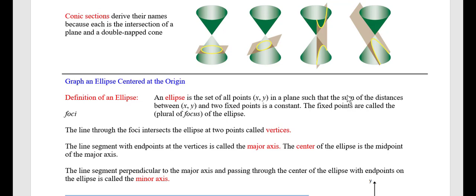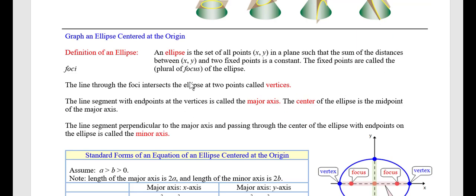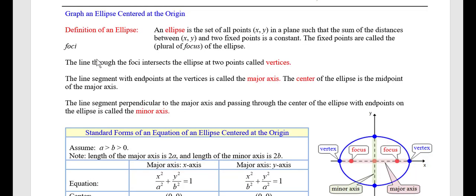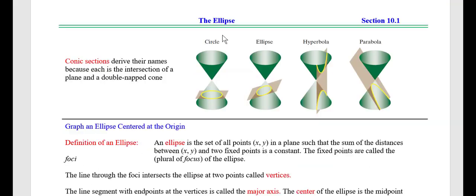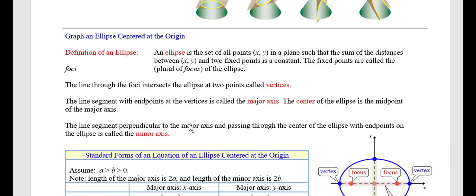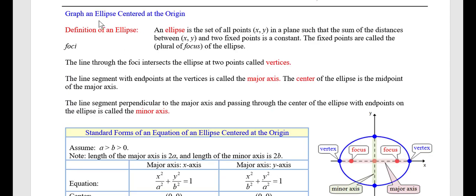Okay. So let's go a little bit further here. Let's go ahead and define an ellipse, the first one we're going to talk about. We want to talk about these other shapes as well. Hopefully you know a little bit about circles. We'll see circles are just a specific case of an ellipse. But let's talk about this first shape, the ellipse. We'll start out talking about the graph of an ellipse centered at the origin in the xy plane.